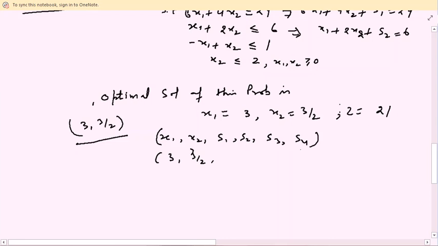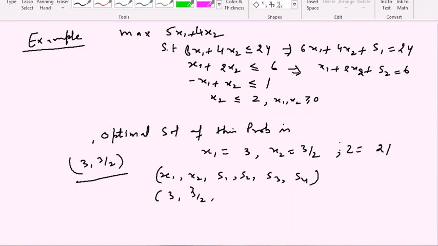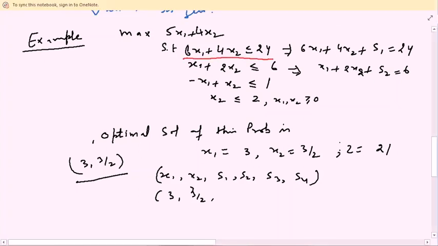If we put the value of 3 and 3 by 2 in the first constraint, see from this constraint, 6 into 3 plus 4 into 3 by 2 is 24. So that means the slack variable is already 0 here. This constraint is satisfied as an equality constraint. That's what we were talking about. So this variable has value 0. Similarly, the second constraint also is satisfied as an equality constraint, so the value of the second slack is also 0.